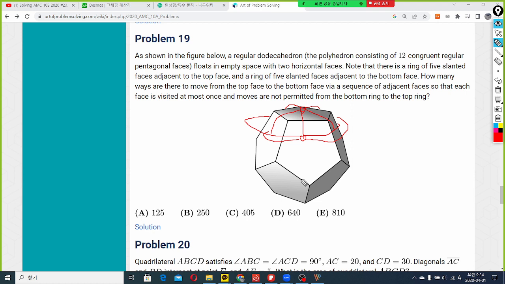Let me name these 5 pentagons A, B, C, D, E. The C and D are on the opposite side, so they cannot be seen, but we know there are 2 faces behind. So that means A to B or A to C, right? A to B, A to C, A to D, or A to E. That's the clockwise rotation.